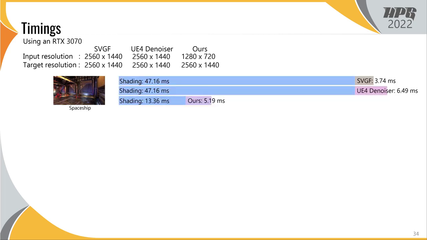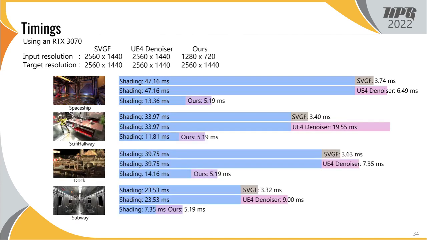The real benefit of our technique can be seen when we add the shading cost. Since we use lower resolution input, our shading cost is also significantly lower. This trend can be seen in other scenes as well. The overall cost of rendering a frame is significantly reduced without compromising the image quality.